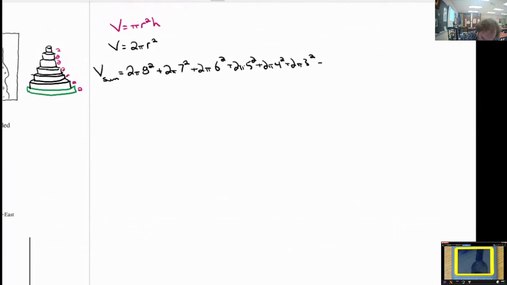Tablet is acting funky today. Do I need to write 2 pi every time? No, you could easily factor out 2 pi in front. In fact, the correct Riemann sum for this would look something like this. It'd be 2 pi times sigma from i equals 1 to 8. And that would take care of it, or you can go 0 to 7, I suppose, would be a better way to think about that.